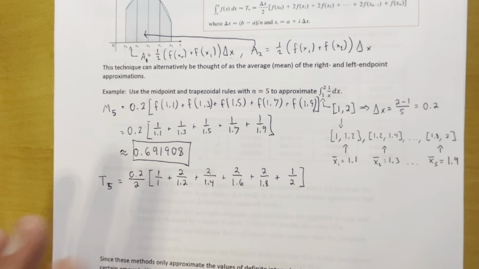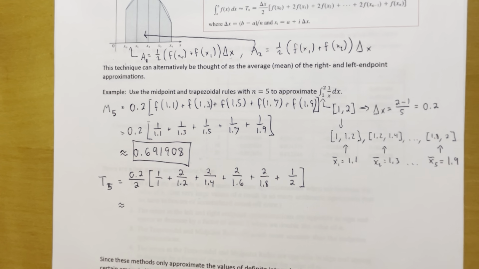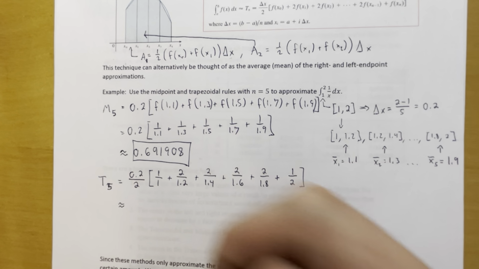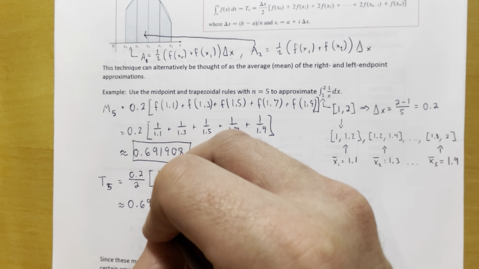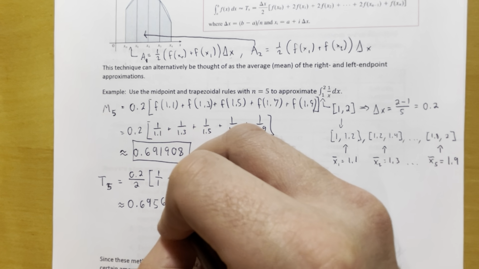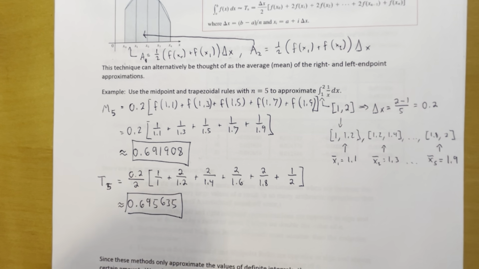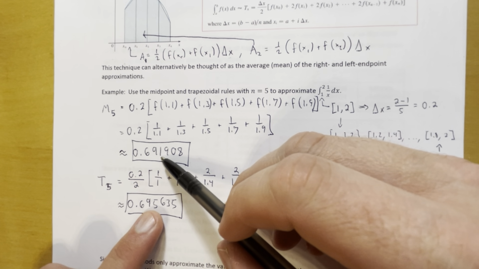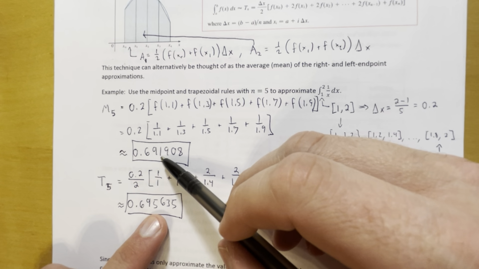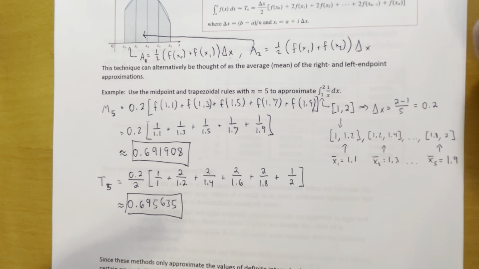Okay? As before, this is where you plug everything into a calculator. You get an approximation. For this one, when you take it to 6 decimal places, it should come out to about 0.695635. Okay, so you can see that we're getting values that are relatively close to each other. They don't start to differ until we get to the thousandths place or the 3rd decimal place. But they are giving us different approximations, just very close to each other.